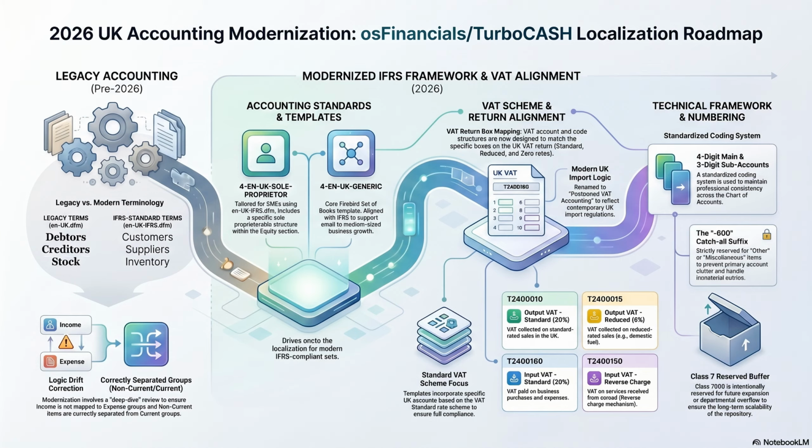Because it's hard-coded. Right. By routing the purchase through T2400150, the software automates that dizzying, simultaneous double-entry logic behind the scenes, populating the correct HMRC boxes without the business owner having to perform mental gymnastics. And finally, there is one more specialized tax account in the matrix, T24000160, which handles postponed VAT accounting. The developers specifically note this as the modern UK import logic.